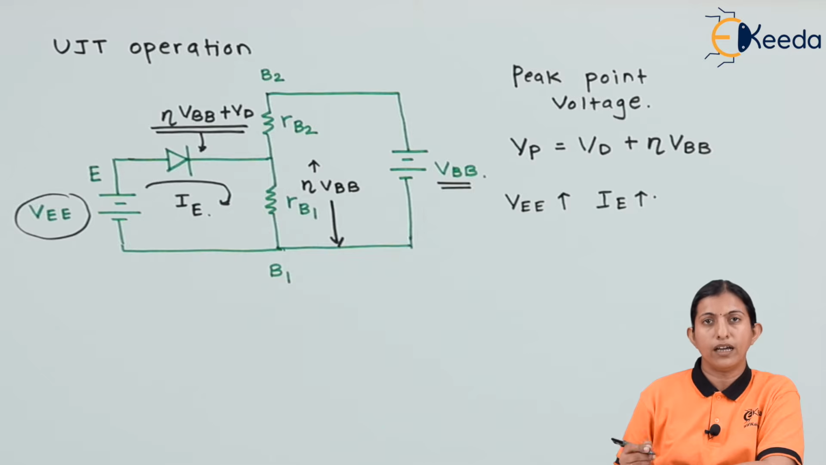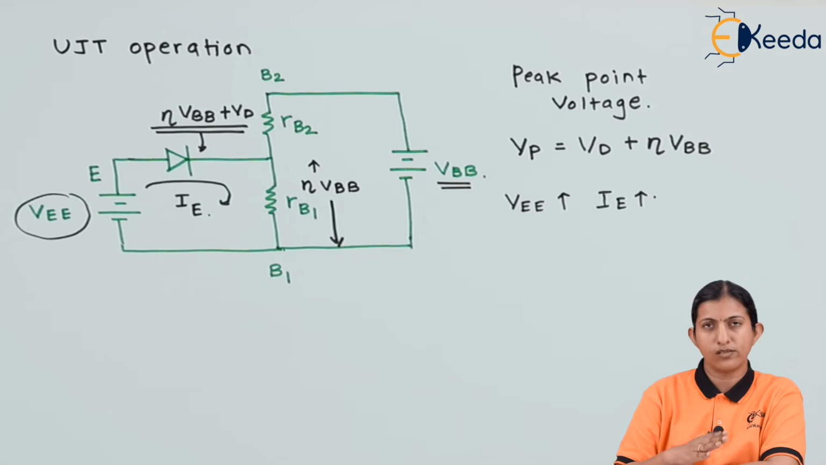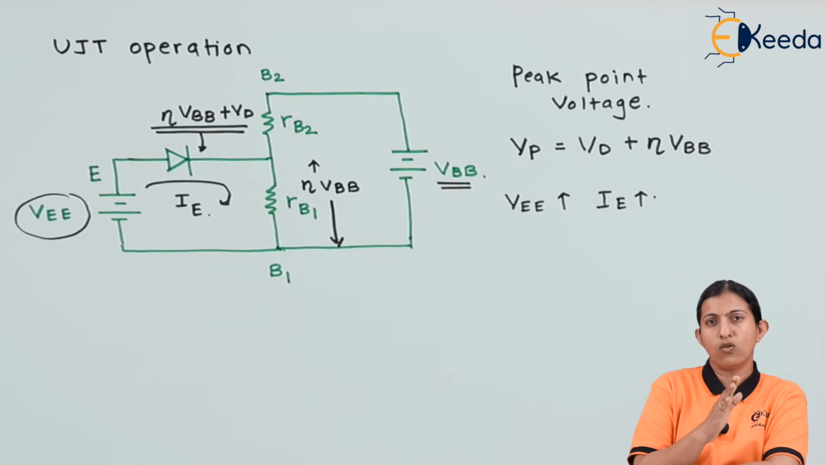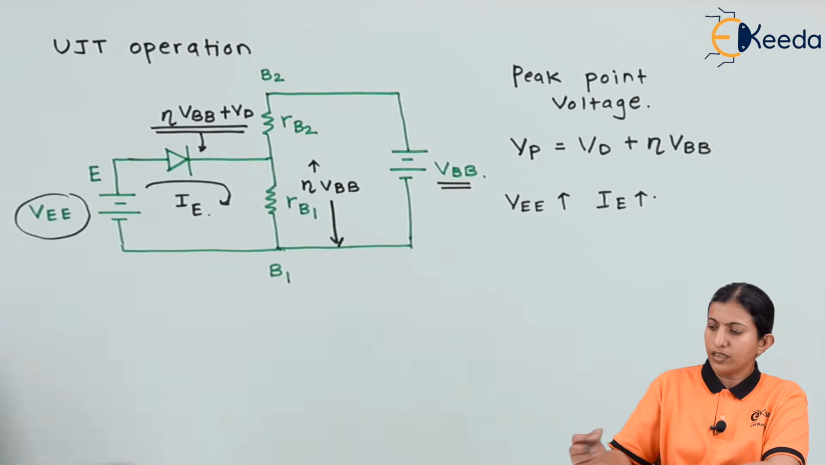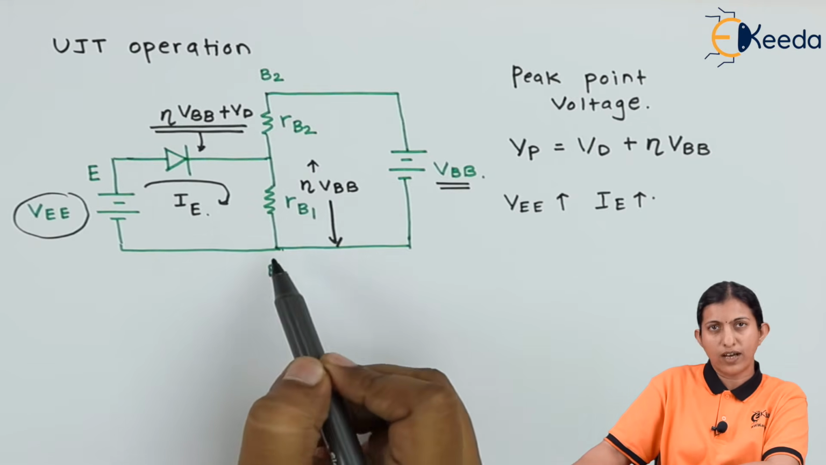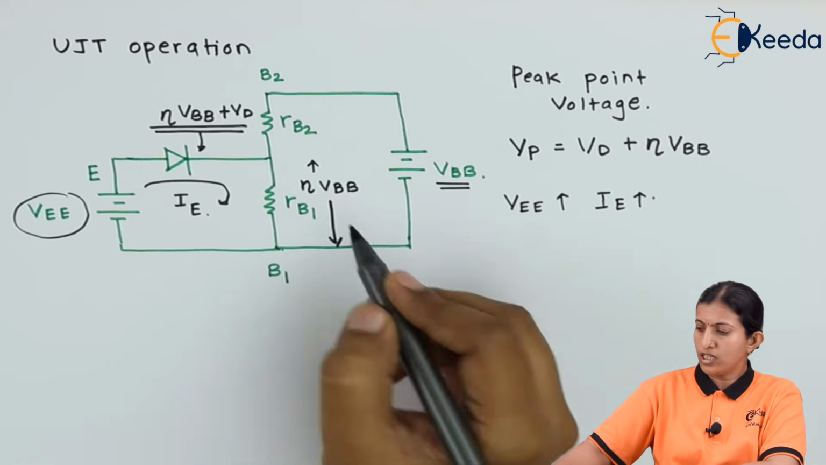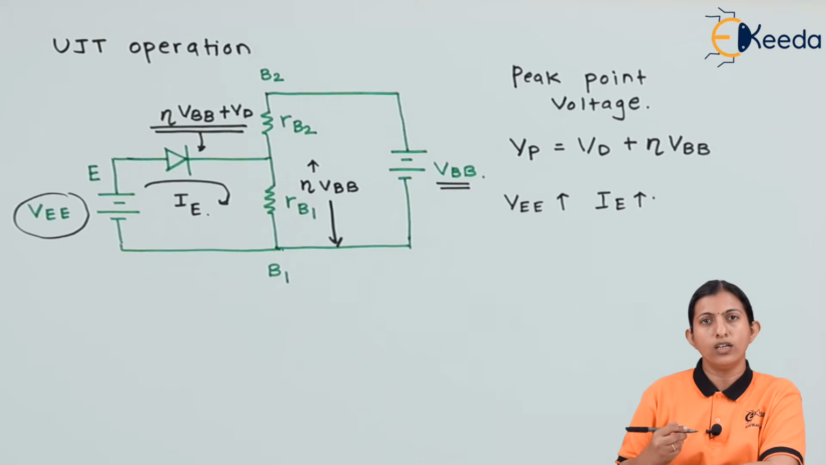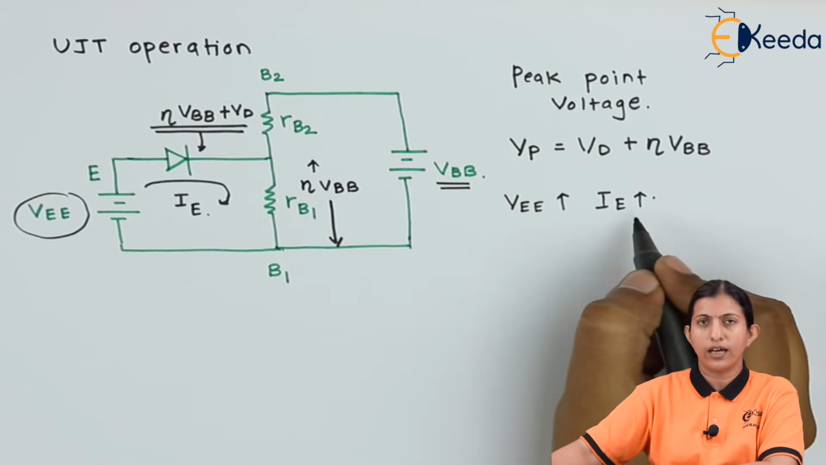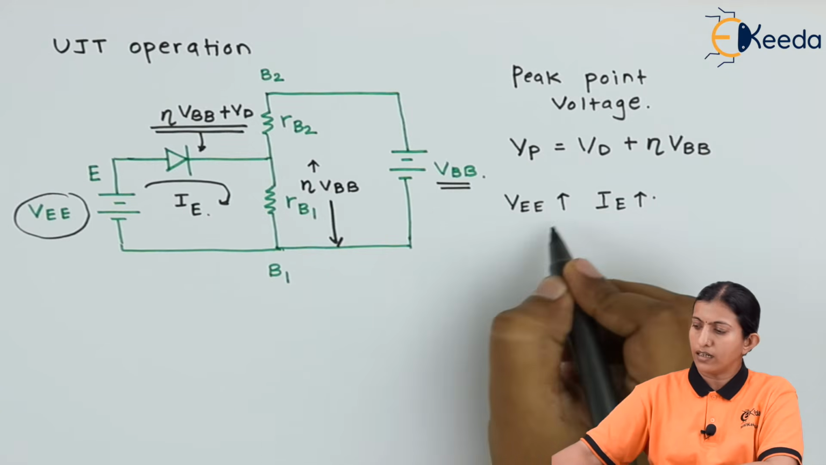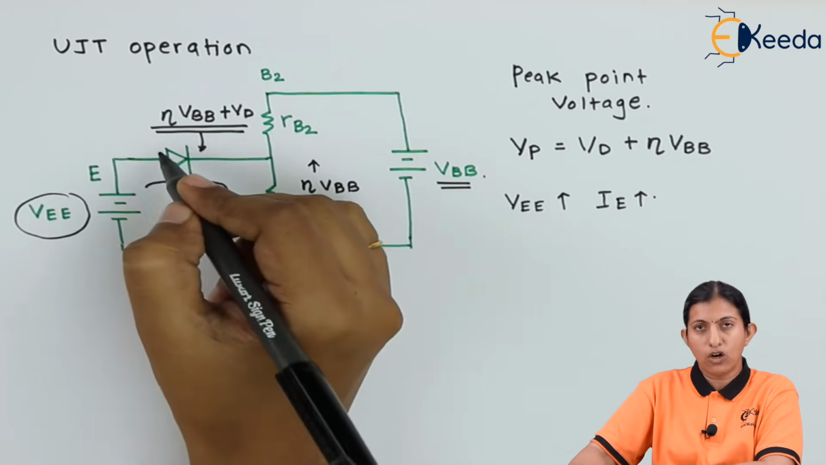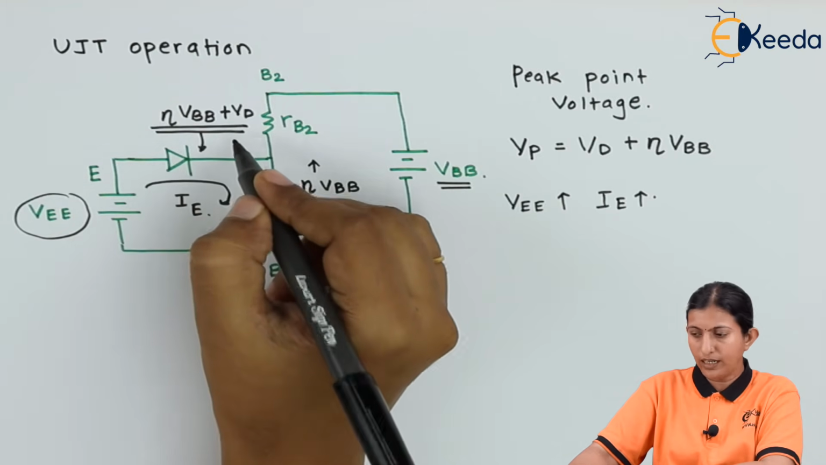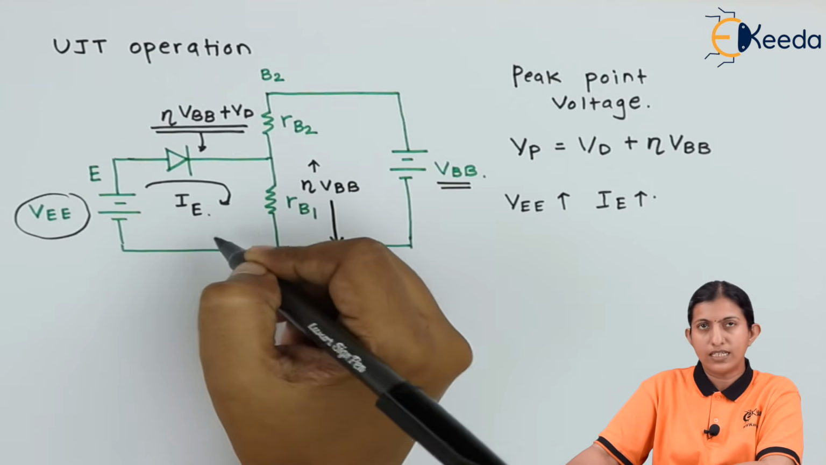And as the emitter current increases, the maximum holes will move from the p-type region to the n-type region. And as the maximum holes are moving from p-type to n-type, the resistivity of the base region, that is base 1, goes on decreasing. So this value eta VBB also goes on decreasing as the input current increases. So we can say that when the value of VEE, that is supply voltage, increases beyond eta VBB plus VD, then the emitter current will start.